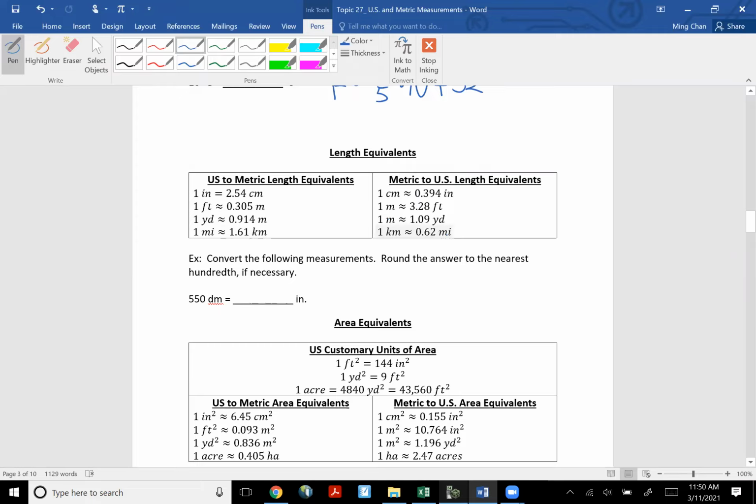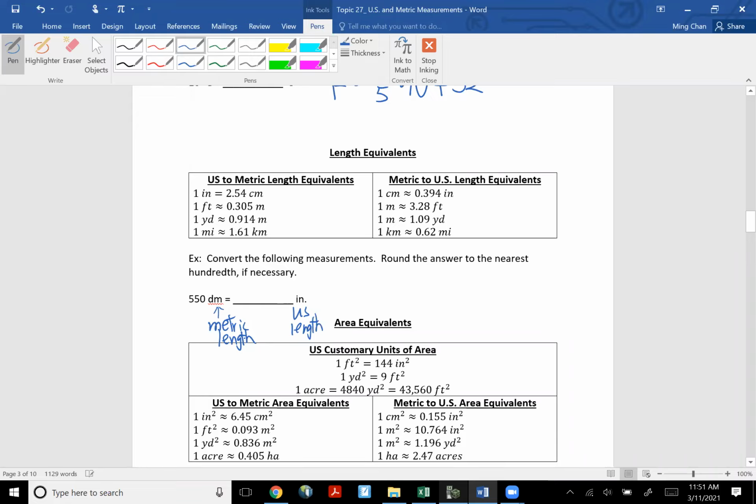So this is pretty easy. If you look at this problem, meter right here is metric, and meter tells you that that's metric length. Convert to inch. When you see inch, you know that's US. Inch is actually length.